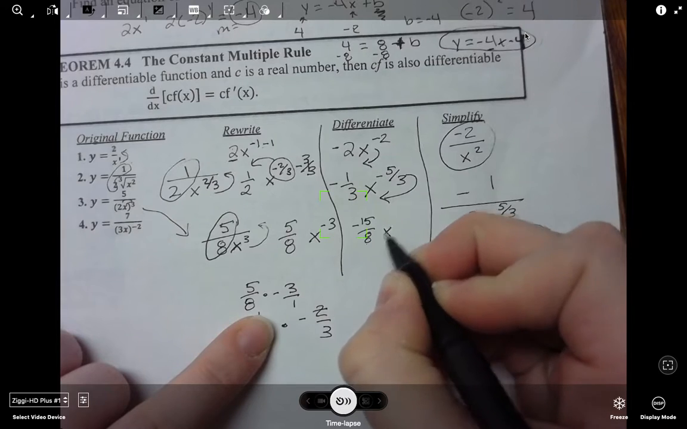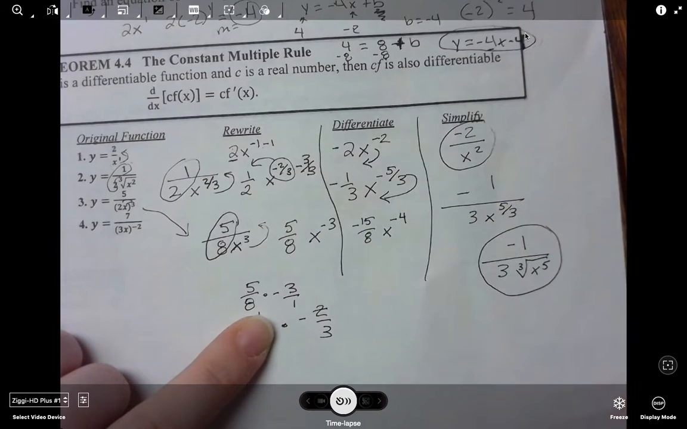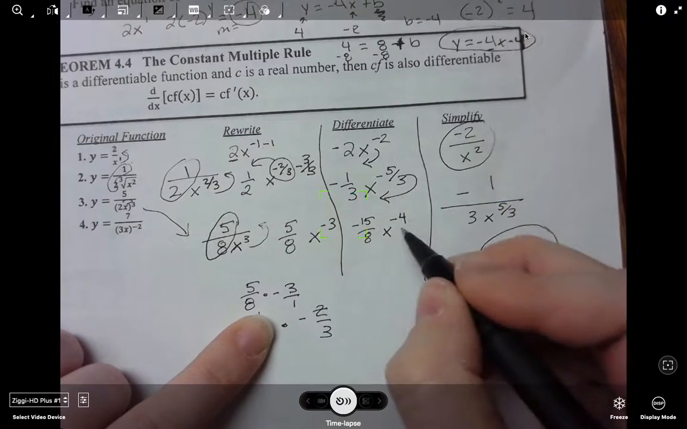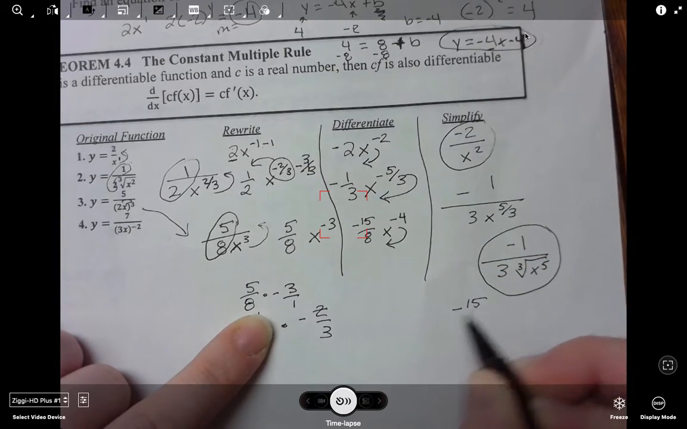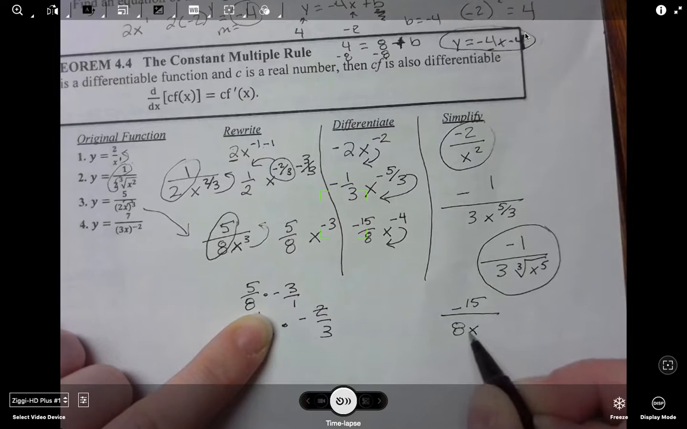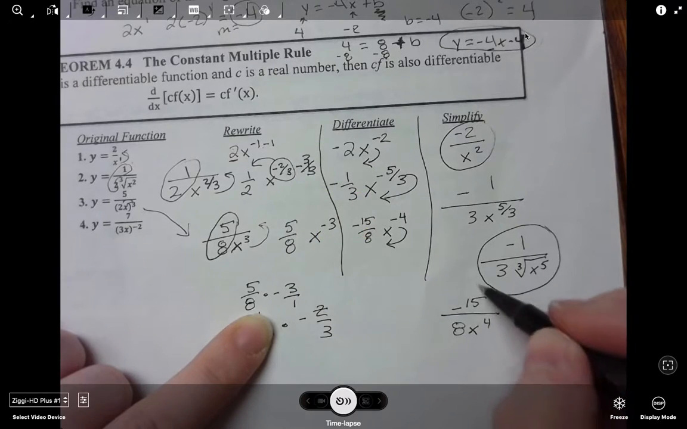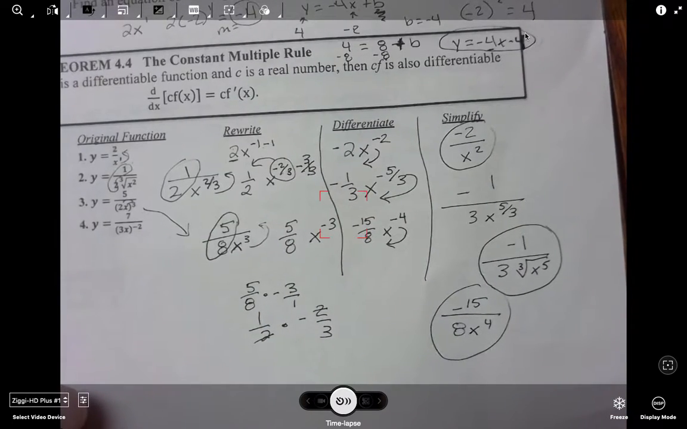And I subtract 1 from the exponent, which gives negative 4. Now I'm going to move it back down underneath. So negative 15 over 8 x to the fourth power, and that's what it will look like. Kind of ugly, but that's what the derivative is.